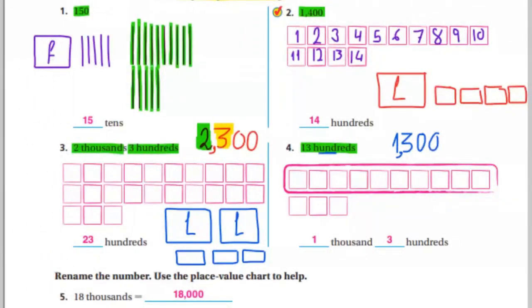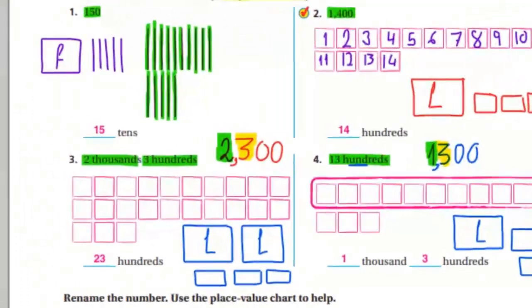1300. So let's see what is the digit in the thousands place here. We have 1 in thousands, so we're going to use 1 large cube. And how many flats here? It will be 3, right? Excellent, Muhammad. In the hundreds place, we have 3, so we're going to use 3 flats, like that. So we have 1 large cube and 3 flats. It's very easy, guys, right?